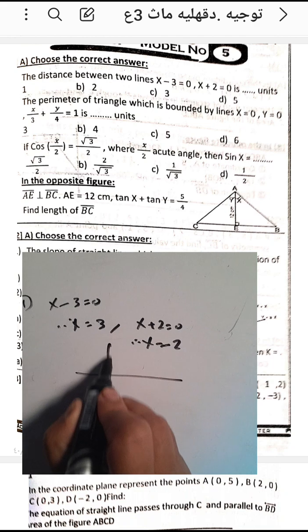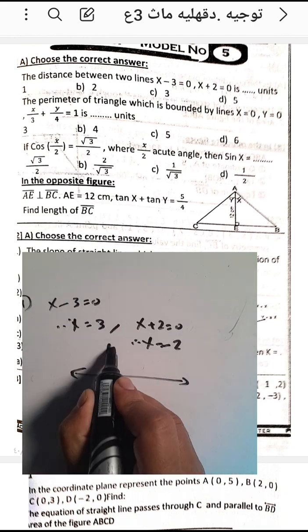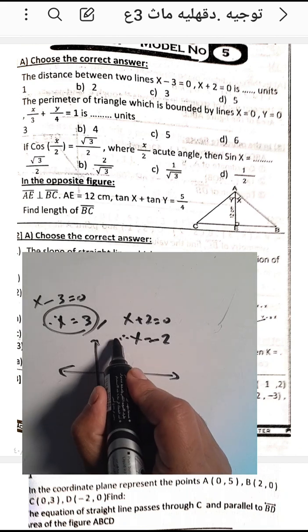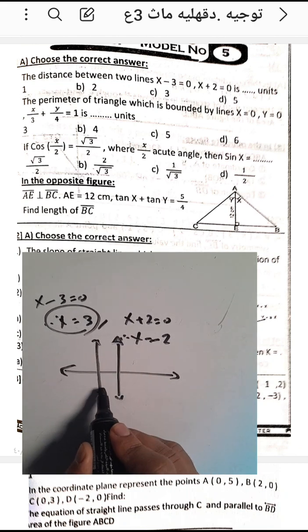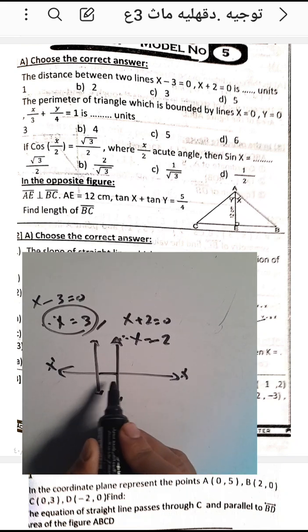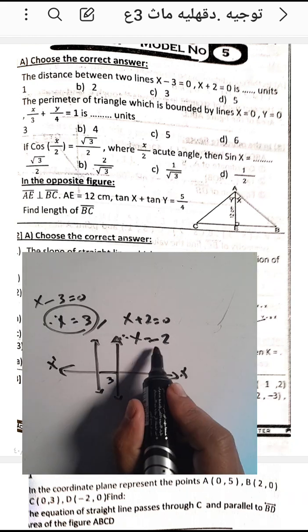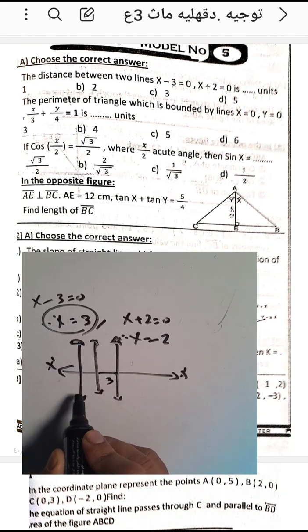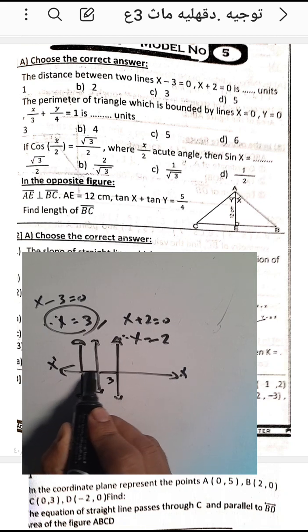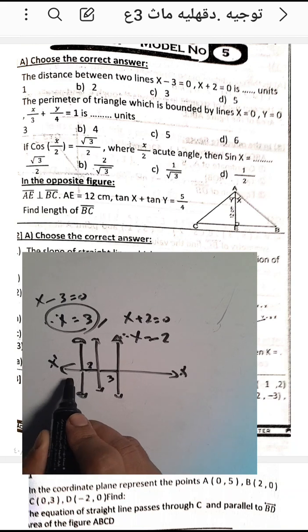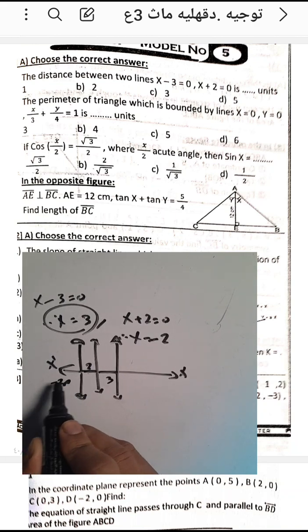You can draw two straight lines here. The first, x equals 3, means the straight line cuts 3 units from the x-axis. And x equals negative 2 is a straight line parallel to the y-axis, cutting 2 units from the x-axis. The point here will be negative 2 and 0, and the point here will be 3 and 0.